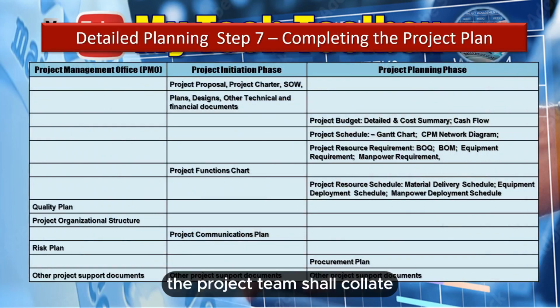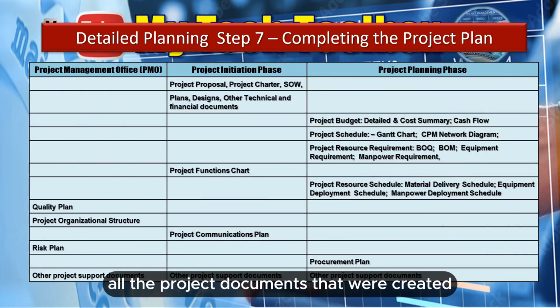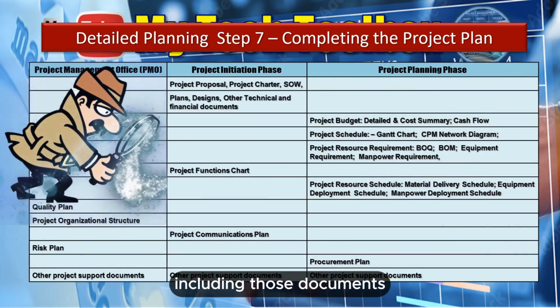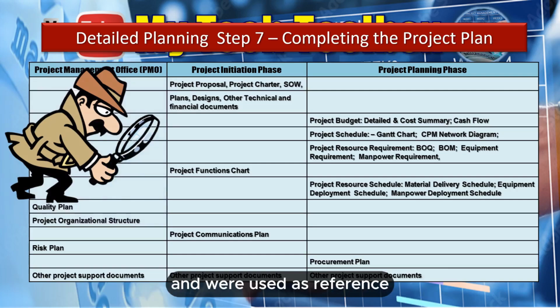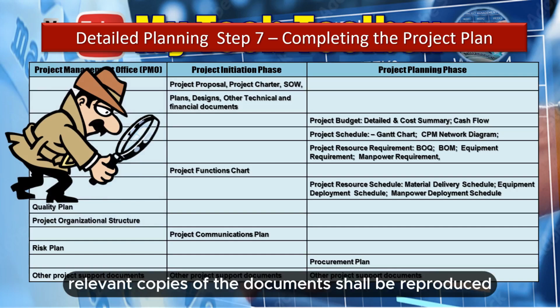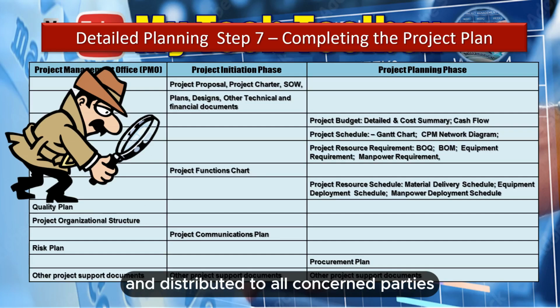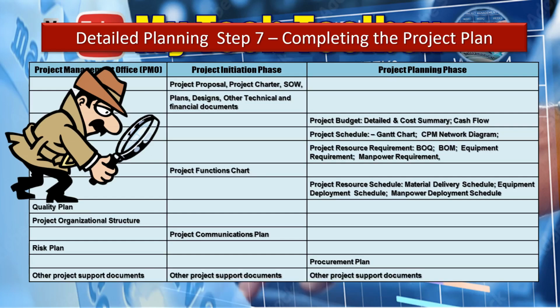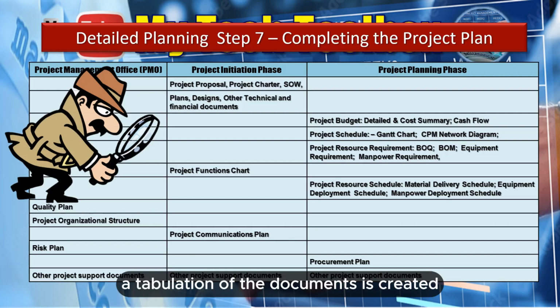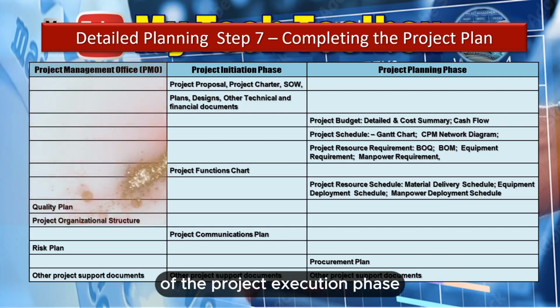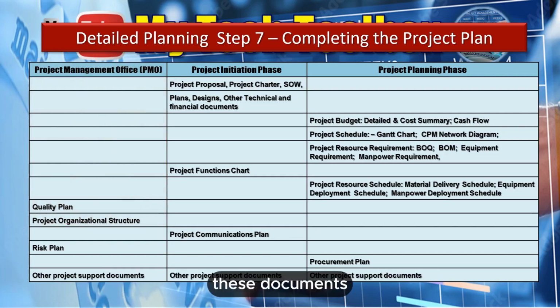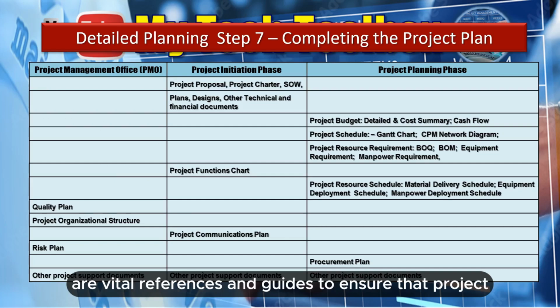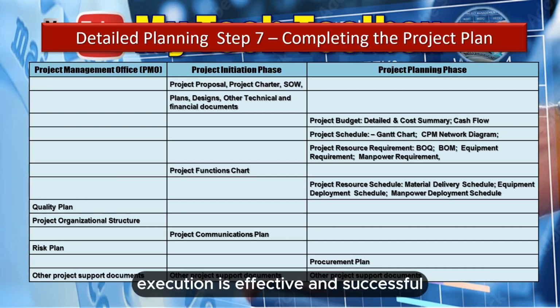The project team shall collate all the project documents that were created during the planning process, including those documents that were coming from previous processes and were used as reference during the planning activities. Relevant copies of the documents shall be reproduced and distributed to all concerned parties and departments who are involved either to actually execute the project or will be providing resource support or services. A tabulation of the documents is created and distributed to all concerned collaborators of the project execution phase. These documents are vital references and guides to ensure that project execution is effective and successful.